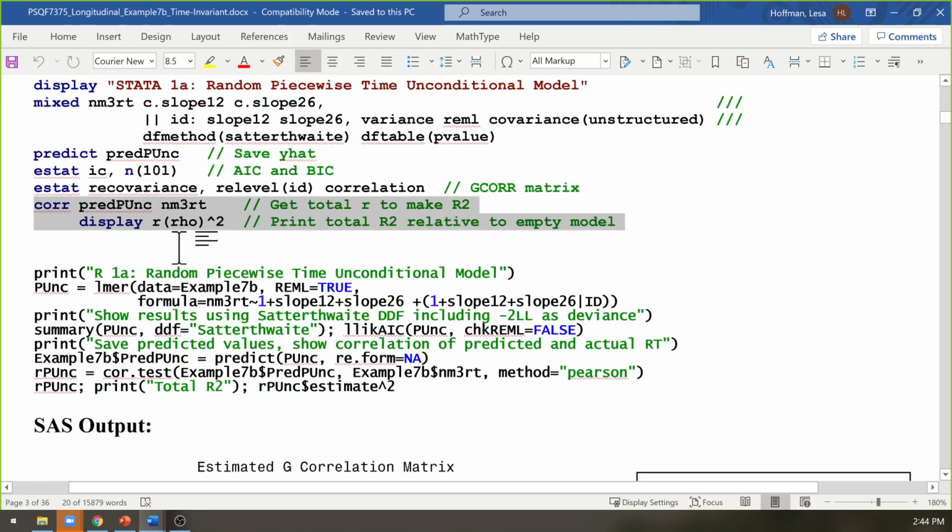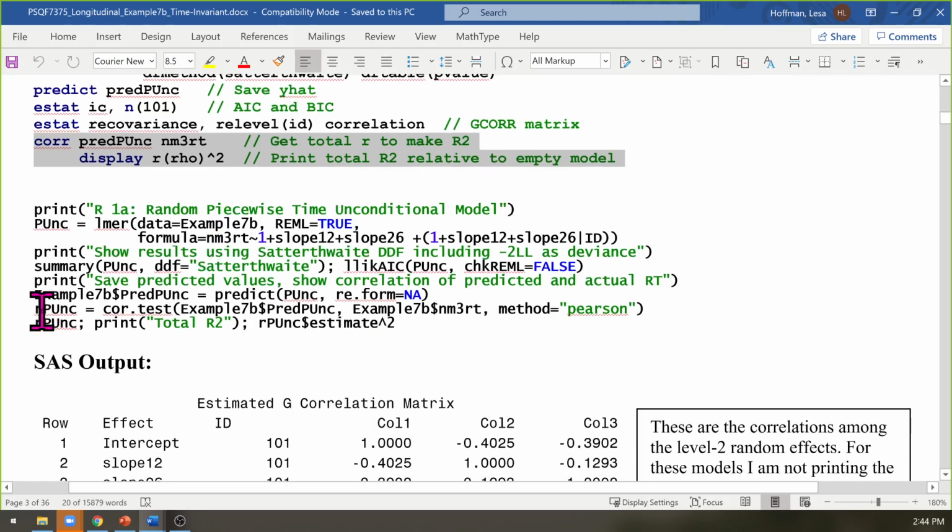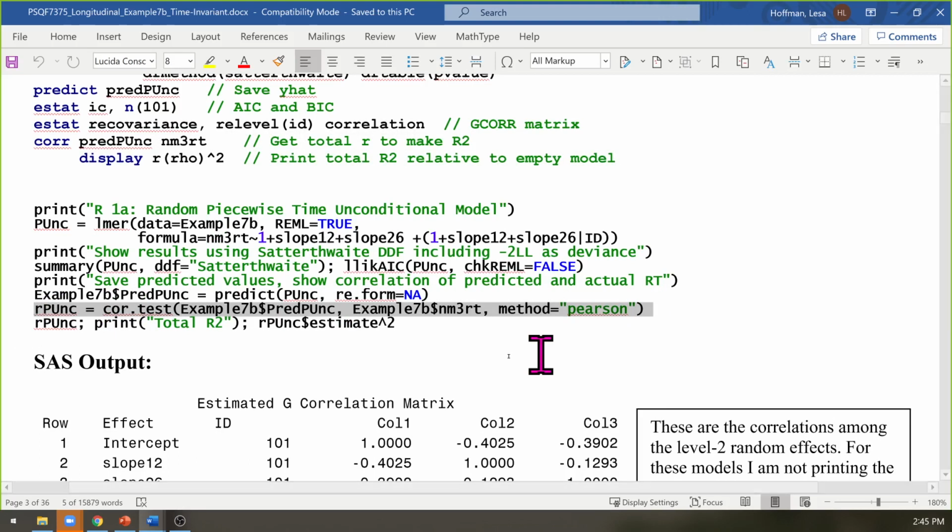And then I found some code to square the R for you. So it will take the R that's saved from this analysis of the pred p-unc, which is the name of the variable in Stata that goes into the data set, and then the original outcome variable, and then this is the R-square. And then in R, I did the same thing by first estimating the correlation between the saved predicted column and the real one, and then asking it to square that correlation and print it for you. So the code is working the same way across those two programs.